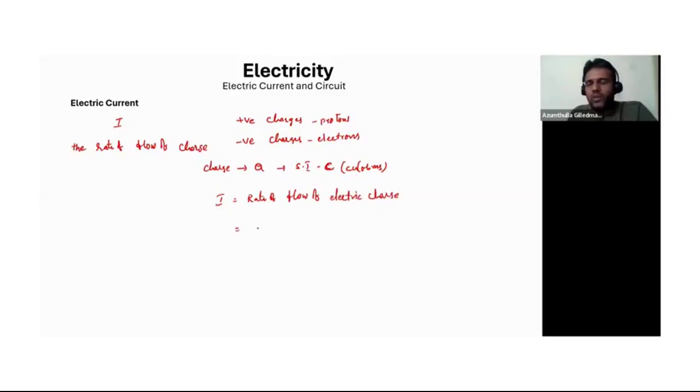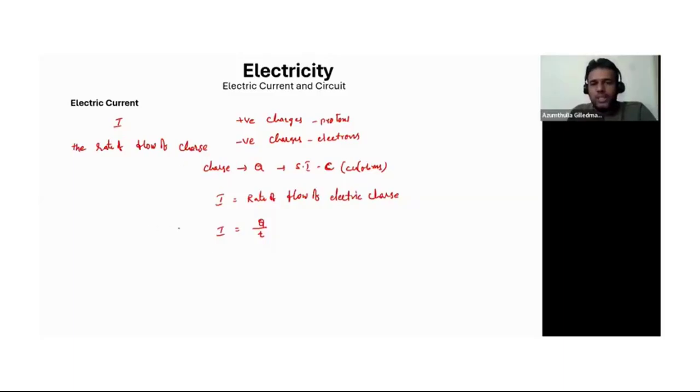So what is rate of flow? It means the amount of charge that flows in a certain time. Let's say T is the time interval, then we can say I as Q by T. Okay, so what is I? I is Q by T, the rate of flow of charge. So what is the rate per time? Like for example, in 10 seconds, 10 coulombs of charge is flowing, then we can say it is 1 amp current is flowing through that.